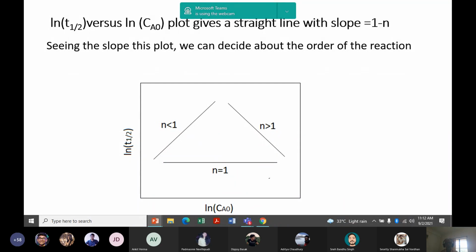And in the textbook, you will find some problems where the laboratory or experimental data is available in the form of half-life period versus Ca0, the initial concentration. So you straight away plot on a log-log scale, find out the slope and intercept, and you can say the overall order, not the individual orders with respect to A and B. You will find the overall order.